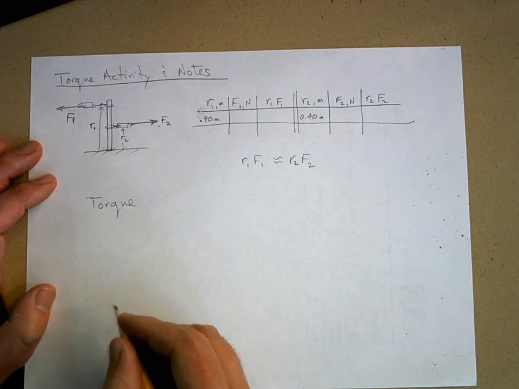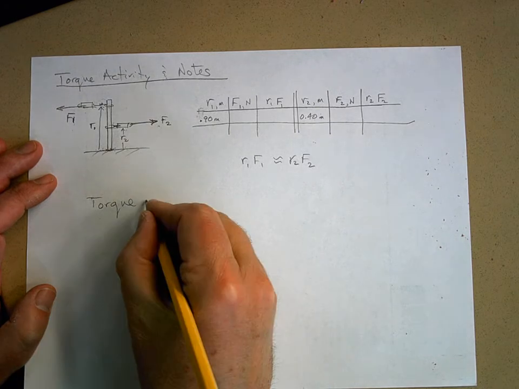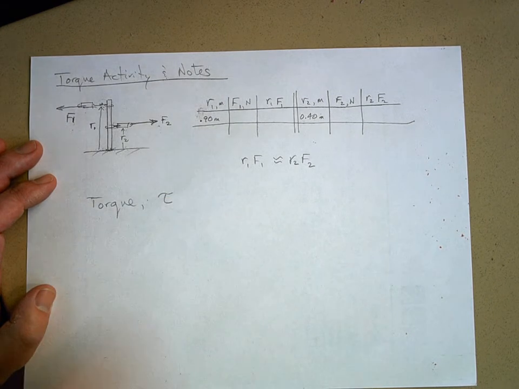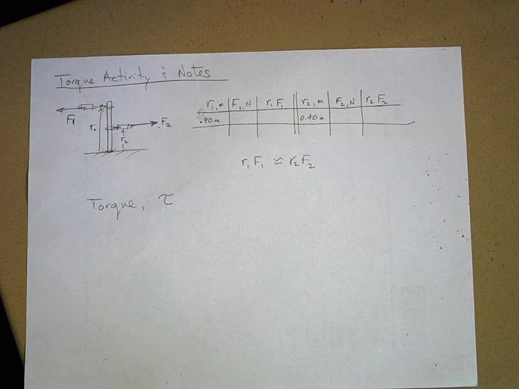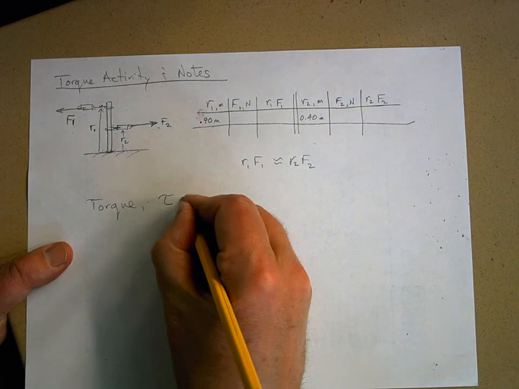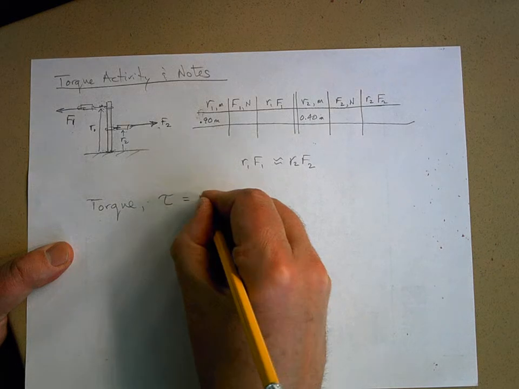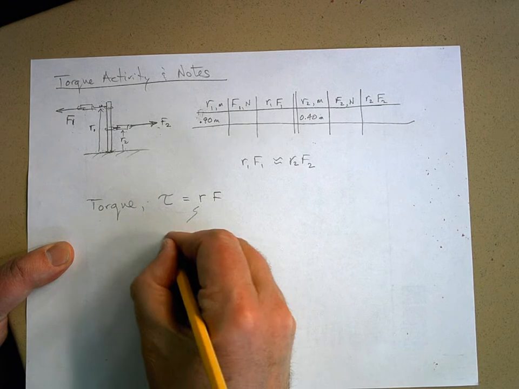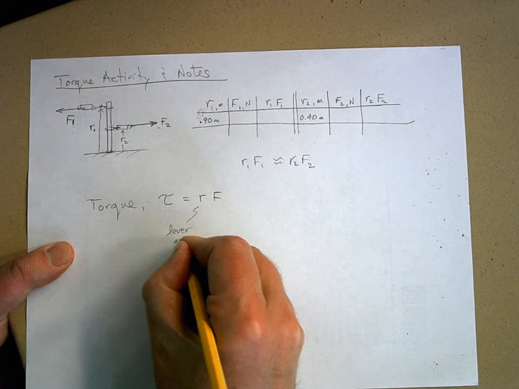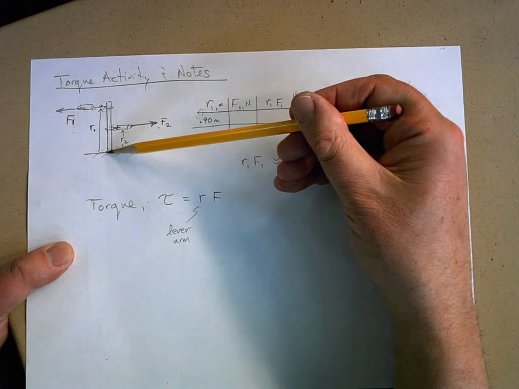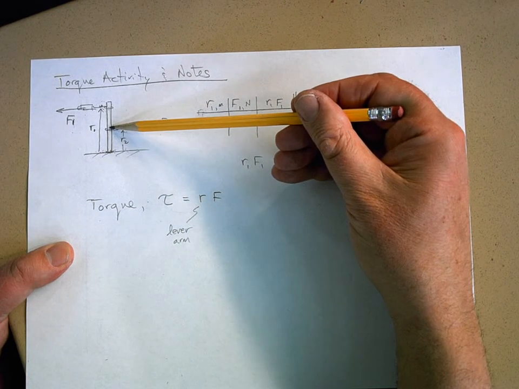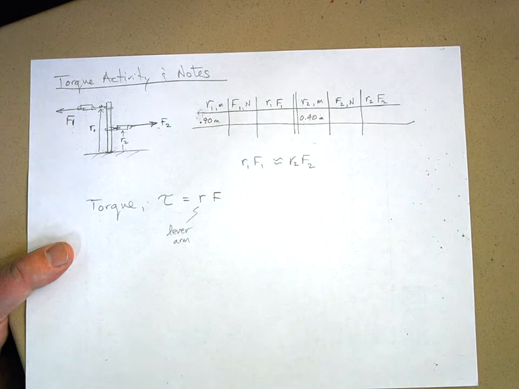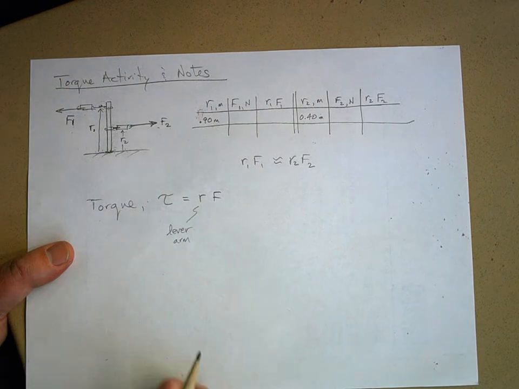Now, the way we define a torque is this. By the way, the variable we're going to use for torque is tau. That is a Greek letter tau. And tau is going to be equal to R times F. What is R? We call R the lever arm. It's the distance from the axis of rotation to the application of the force, if those forces are perpendicular to R. We'll actually get a little more complicated here in a second.